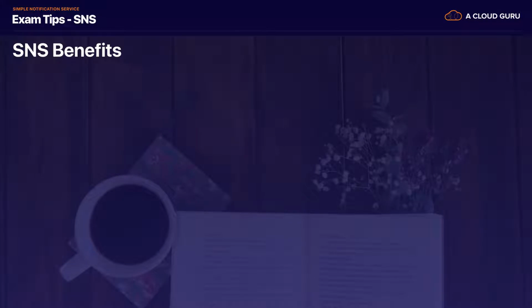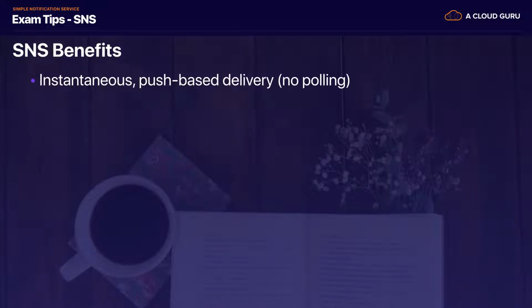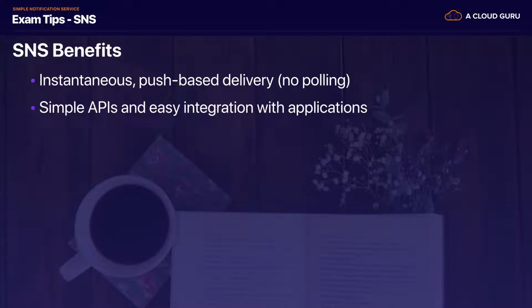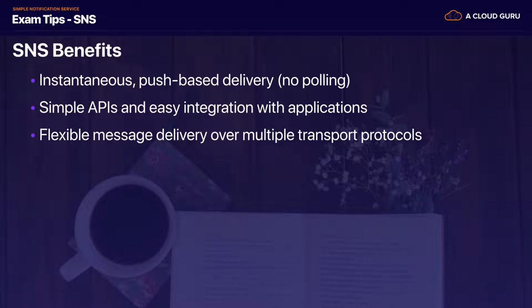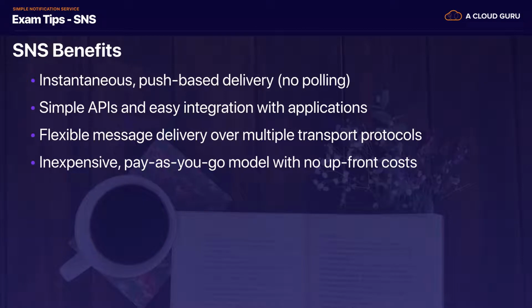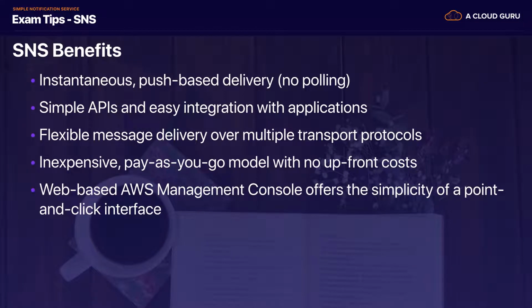And that's really it. You just need to understand what SNS is and the benefits. So in terms of my exam tips, what are the benefits of SNS? Well, it gives you instantaneous push-based delivery. So there's no polling. This is push. It gives you a simple API and easy integration with applications. You get flexible message delivery over multiple transport protocols. It's inexpensive, a pay-as-you-go model with no upfront costs. And its web-based AWS Management Console offers the simplicity of a point-and-click interface. So you can go into the Management Console and just configure your SNS notifications. It's super simple. We're going to see that in the next section of the course.